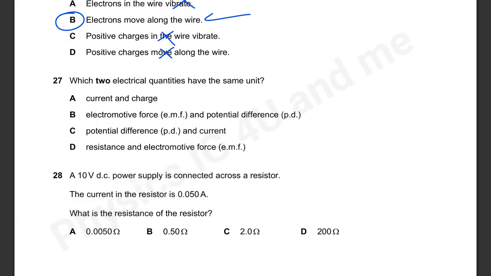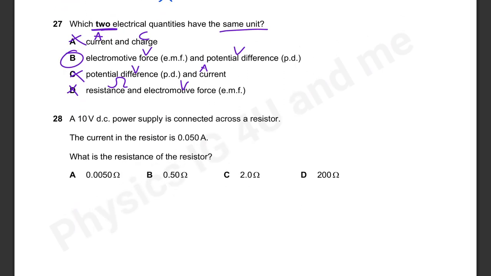It says, which two electrical quantities have the same unit? Current and charge? No. Current is ampere, charge is coulomb, so no. B, electromotive force in volt and potential difference in volt. Yes, correct. This is the correct answer. Potential difference, V, and current, ampere, no. Resistance, ohm, and electromotive force, no. So it's option B. I hope it's clear, guys.